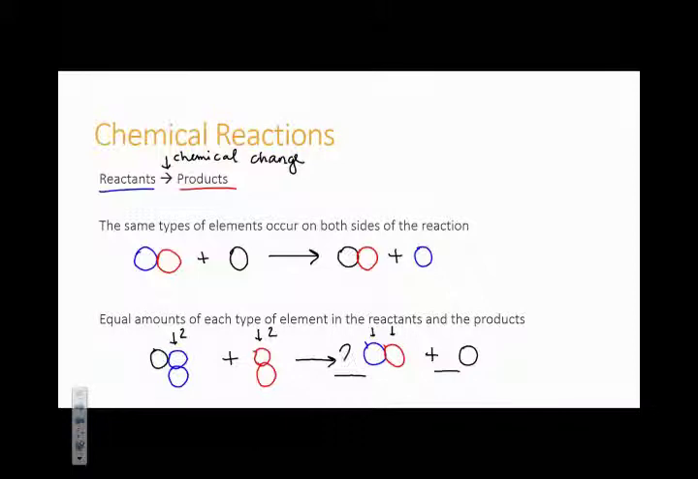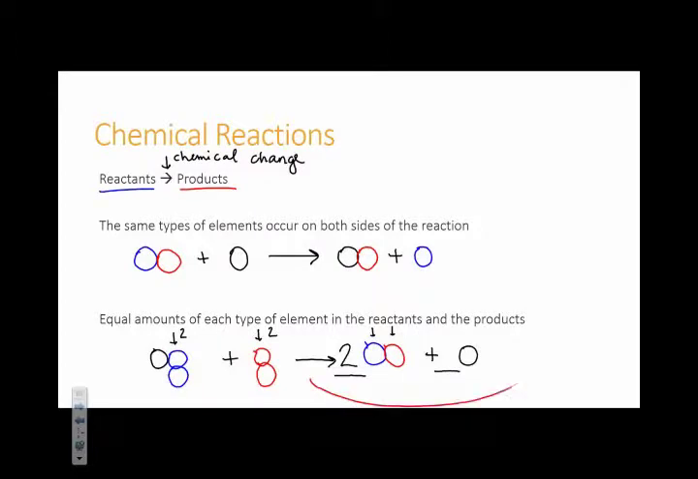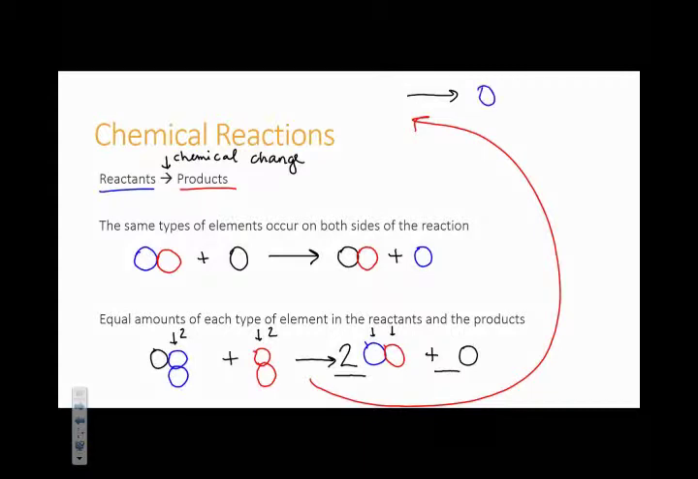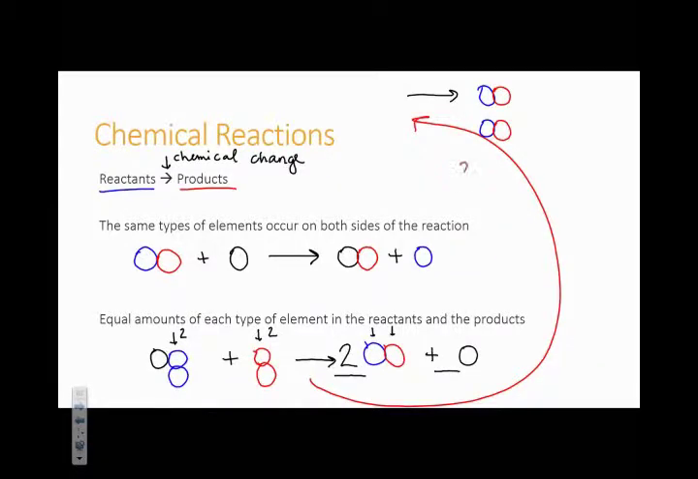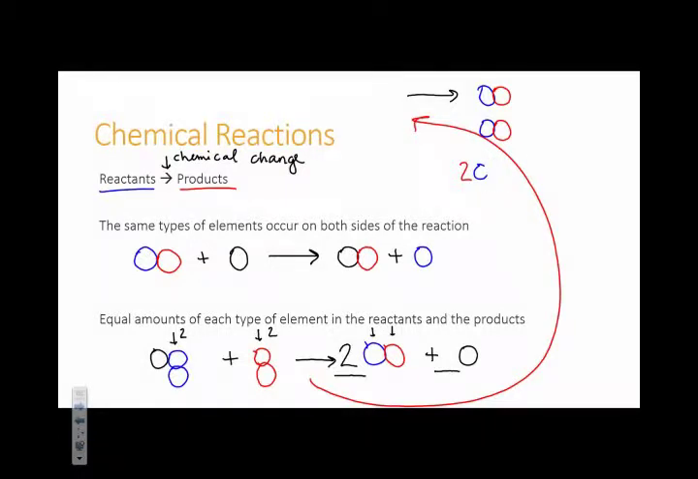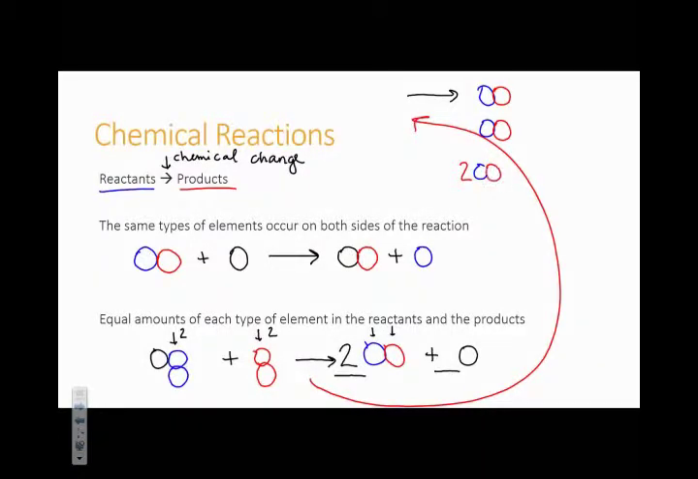So what I will do is put a 2 out front here. At that point, I'm letting the reader know that what I have on my product side is a blue and a red attached as a molecule, and another blue and a red attached as a molecule. That's what the 2 tells me, right there.